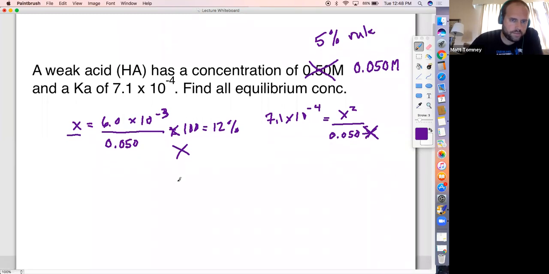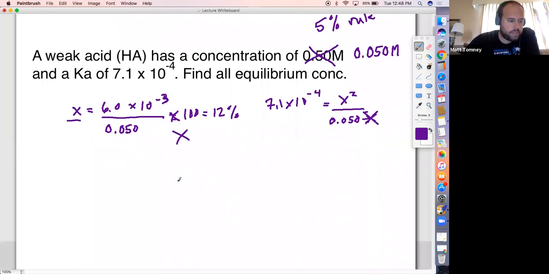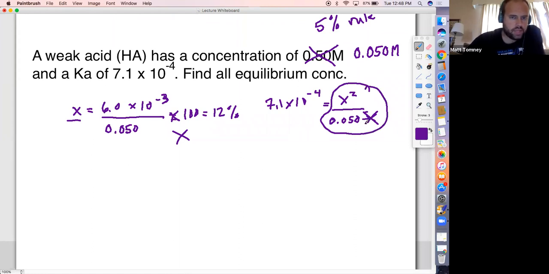This would be marked with a fail. And you would need to then go back and solve the quadratic, right? Now, the quadratic for this right here, including the X, so the minus X is back in play here because it was not smaller than 5%.